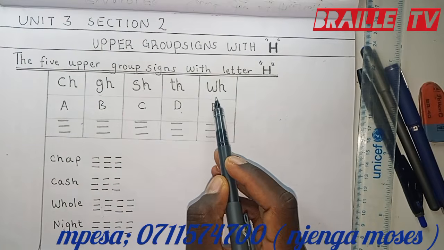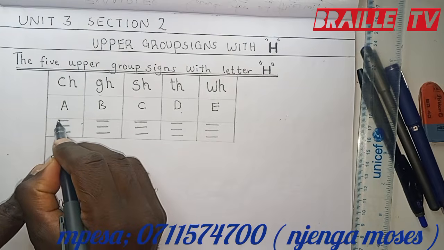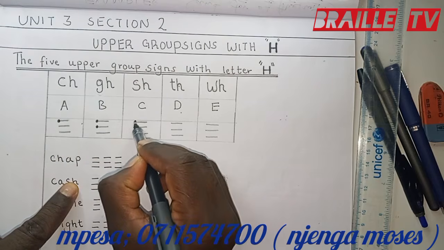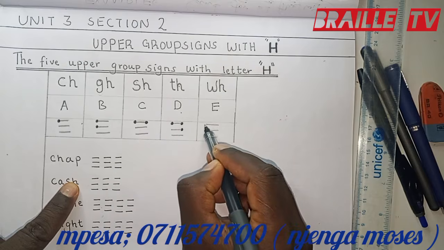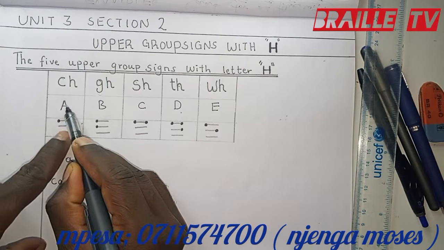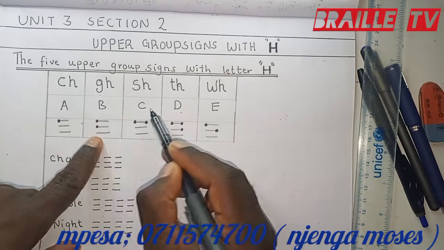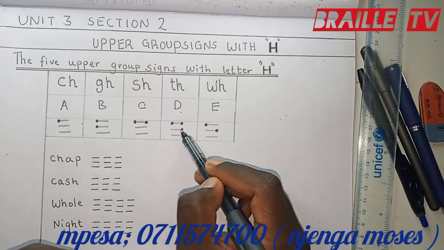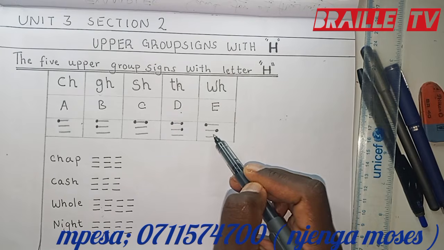Okay, good. Now let us write these letters in Braille. A, we said, is dot 1, B is dot 1 and dot 2, C is written like that, D is written like that, and then E is written like that. So this is letter A in print, letter A in Braille, letter B in print, letter B in Braille, letter C in print, letter C in Braille, letter D in print, letter D in Braille, letter E in print, letter E in Braille.